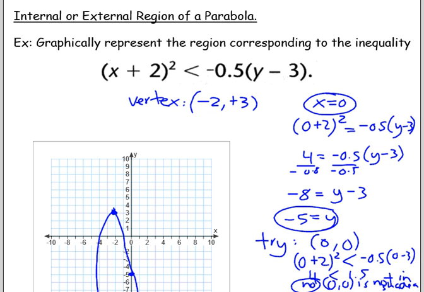I'm going to use a different color just so you can really see the solution. So the solution is a dotted line because it's not included, and (0, 0) is not shaded. So that means you're going to shade this part. Have fun working with parabolas now.